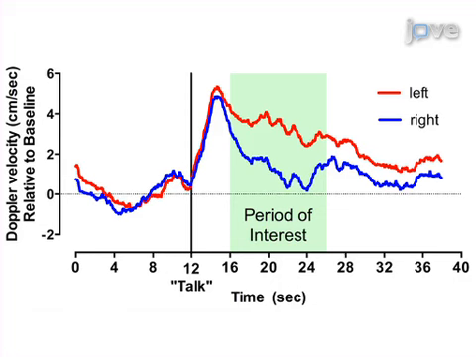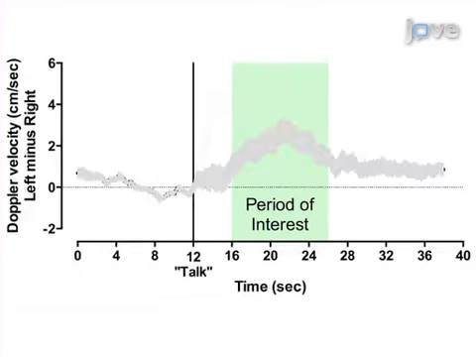This plot shows the averaged signal across epochs for the left channel and the right channel, averaged across all acceptable trials for a group of participants. The language activation period is shaded green. This panel shows the left minus right difference of Doppler velocity. The period of interest for the laterality calculation is also depicted in green. The grey shaded area surrounding the difference velocity represents the standard error of the mean.